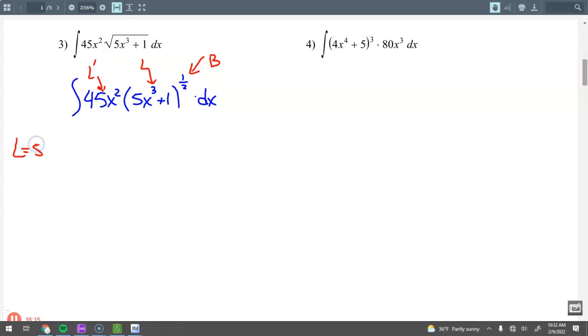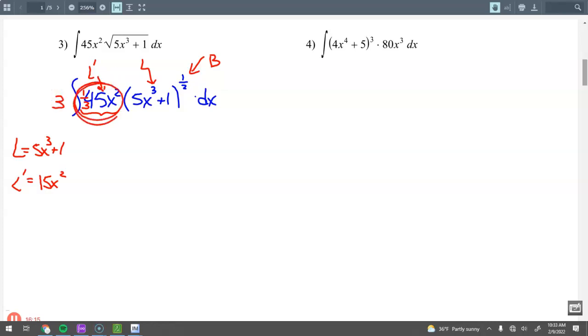Okay, so little guy is 5x to the third plus 1. I'm just gonna work over here. Little guy prime would then be 15x squared. Well, this is not 15x squared. It's 45x squared. So what do I need to multiply by? A third? Because now what is this piece here right now? 15x squared. I balance it out.